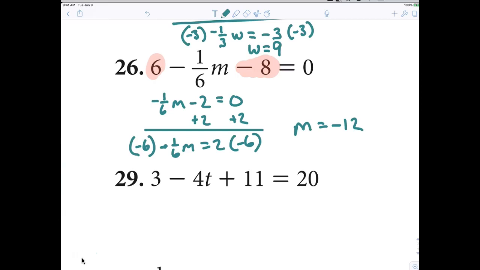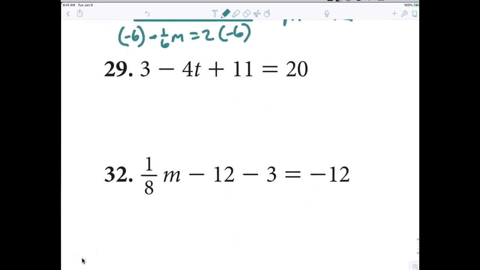Aiden, tell me about 29. What do I have to do? Yes. What type of 4? What type of 4t? Negative 14. Yeah, why is it negative? Because the sign in front is what? The sign in front is negative. You hear me or not? So negative 4t.